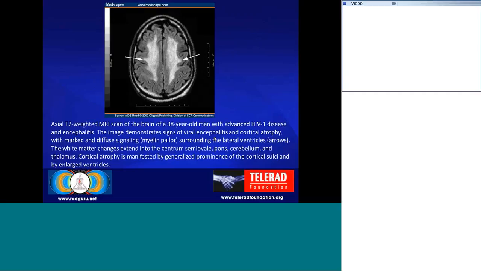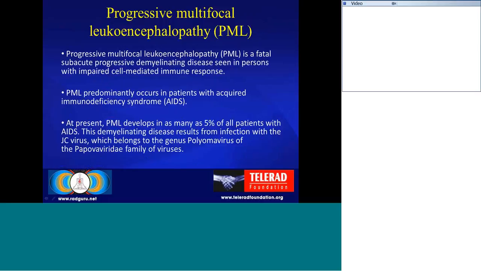This is a patient with advanced HIV disease and encephalitis. We see that the diffuse abnormality is extending to the centrum semiovale. We can see how symmetrical an abnormality we are seeing in HIV encephalitis or encephalopathy. So the diffuse abnormality can involve the centrum semiovale, pons, cerebellum, and thalamus.